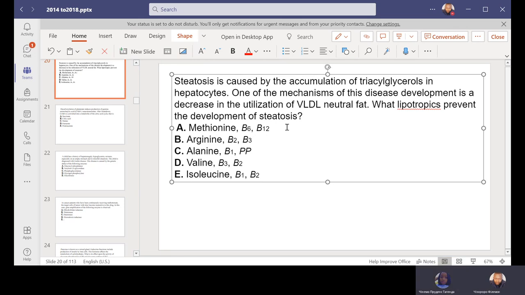Okay, you need to cram this question because I'm trying to find a way for you to remember it, but I have none. Methionine, B6, B12. All right, in general you can just remember this one. The very long chain fatty acids and odd chain fatty acids and some branched amino acids, those ones, they are converted to what?